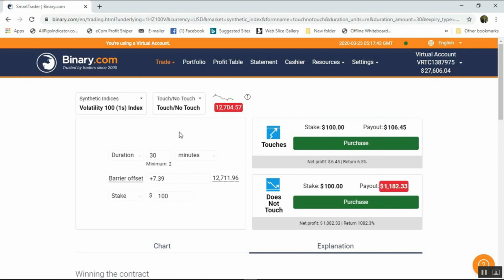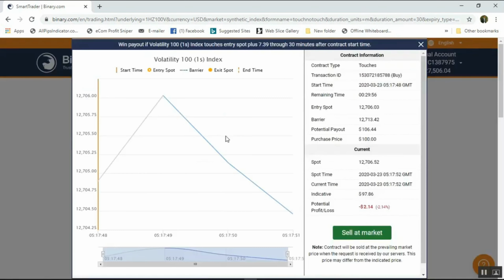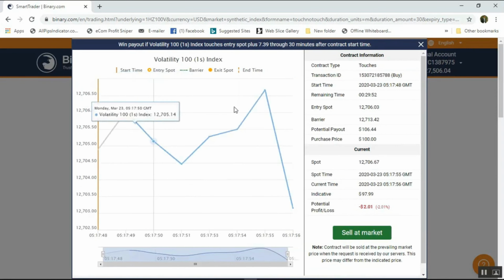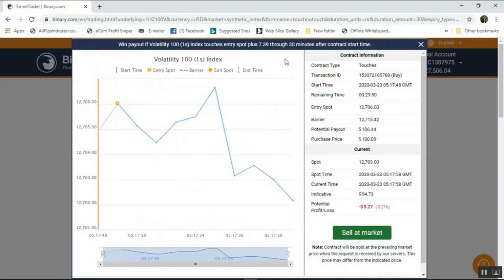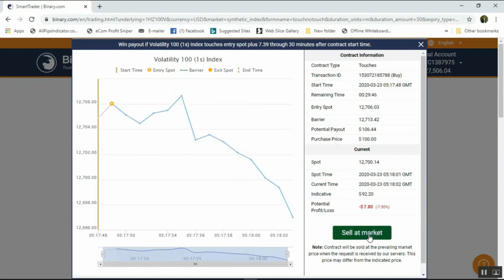I can still sell off the contract, guys. Take note of that. So when I click purchase for 30 minutes and I view the contract, you will see that I entered the market here because I'm talking about touch option. But if it moves higher and higher and I'm in profit, I can close it off instantly.